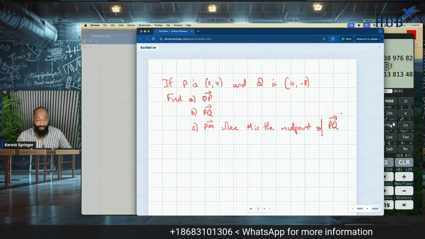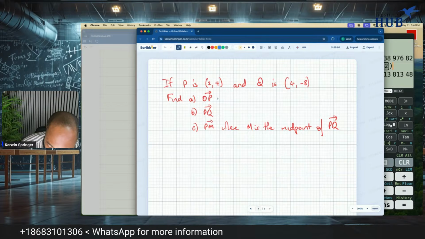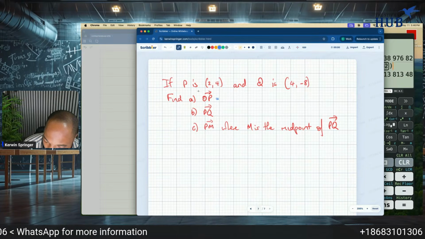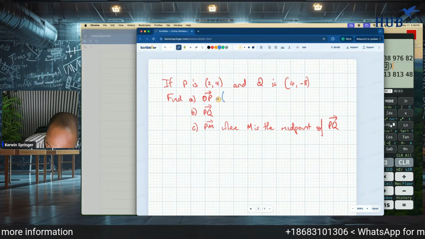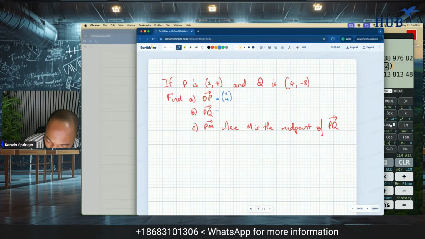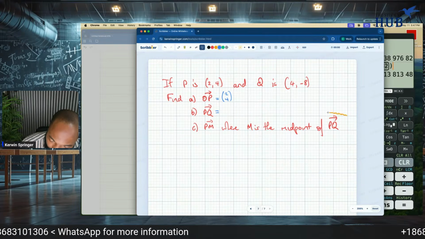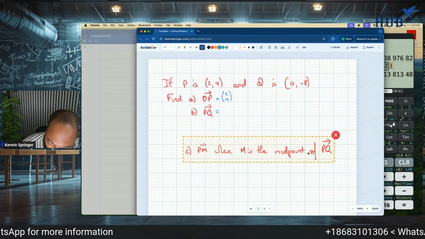What is OP though? OP is simple. OP is just gonna be the 2, 4 I told you all. You just take this and make it vertical. What about PQ? PQ, well, we need the triangle law. We need the triangle law for vectors.